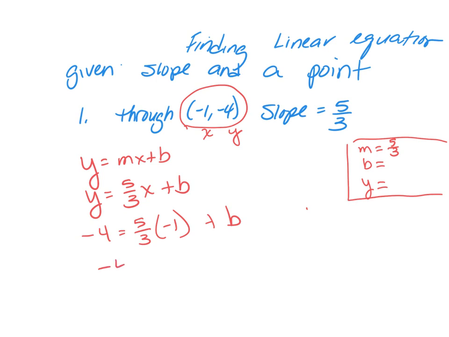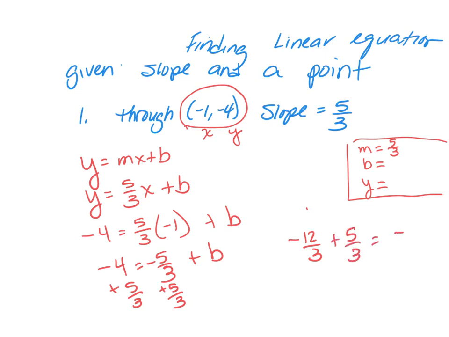So we do -4 equals -5/3 plus b. And we add 5/3 to both sides. How I do this in my head is -4 would be -12/3, but you can do it in the calculator. -12/3 plus 5/3 equals -7/3. Everybody understand what I did?